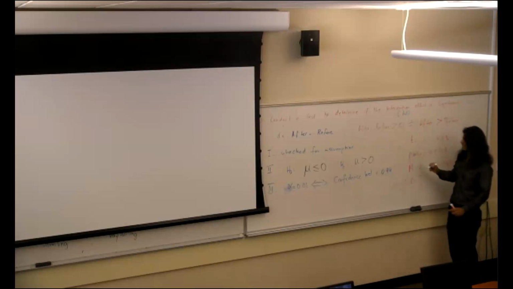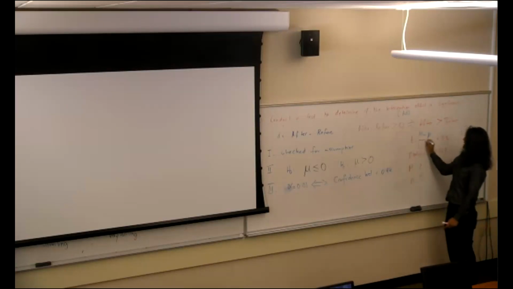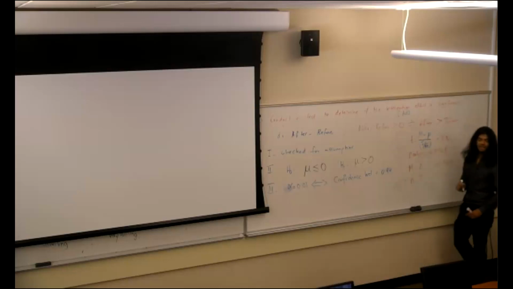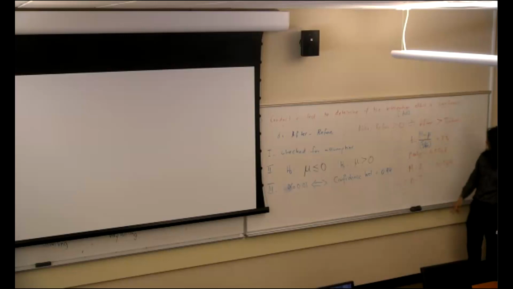If you go back and look in your notes from last time, this is simply M minus mu 0, divided by S over square root of N. I have the mean from the sample. So 2 over 1.414 divided by the square root of N, and you should get 3.74.